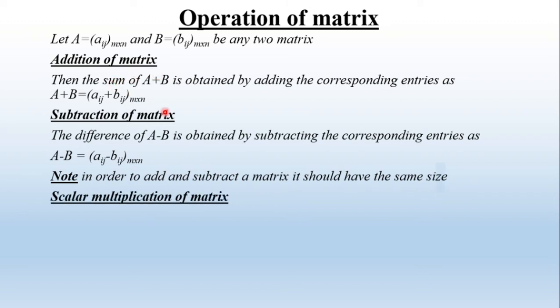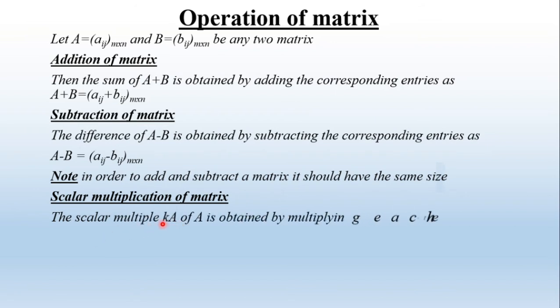Scalar multiplication of a matrix. The scalar multiplication kA of the matrix A is obtained by multiplying each entry of A by the scalar k, as kA equals k aij, m by n order.